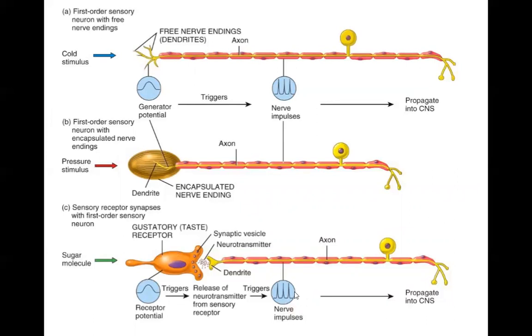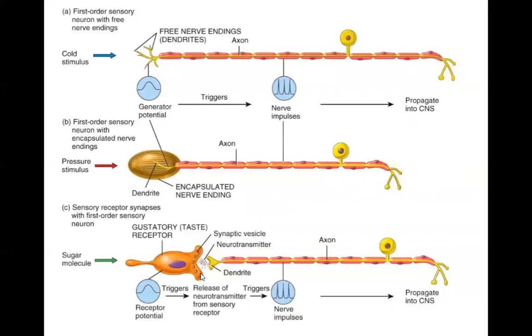We still end up the same way. Action potentials are nerve impulses propagating into the central nervous system, but there's a couple extra steps involved. First, we have to activate the separate cell, which triggers the release of neurotransmitters. And remember all those steps of synapse transmission we talked about: the movement of the vesicles to the cleft, the neurotransmitters crossing the cleft, binding receptors, all that wonderful stuff we talked about in our first lecture of the last unit. That's all taking place here.